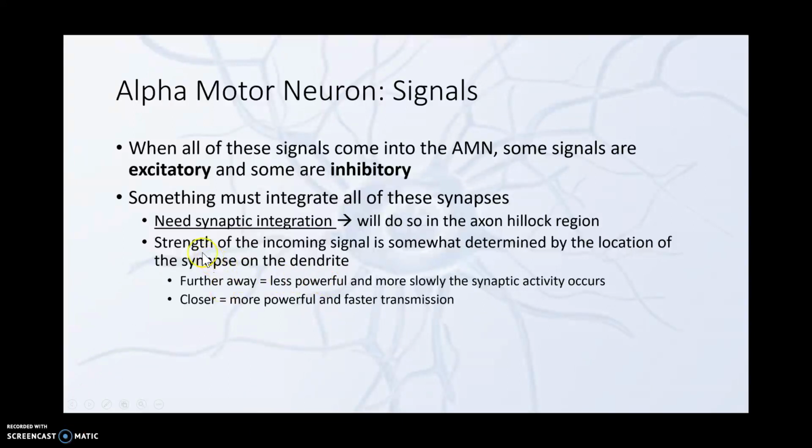Okay, so that makes sense about the strength of the incoming signal, because if the synapse is further away on the dendrite, that signal is going to take a lot more effort to get to the cell body, and that's going to be a less powerful signal. So the closer the synapse is, the more powerful and faster the speed of that transmission of the signal. So that makes sense.